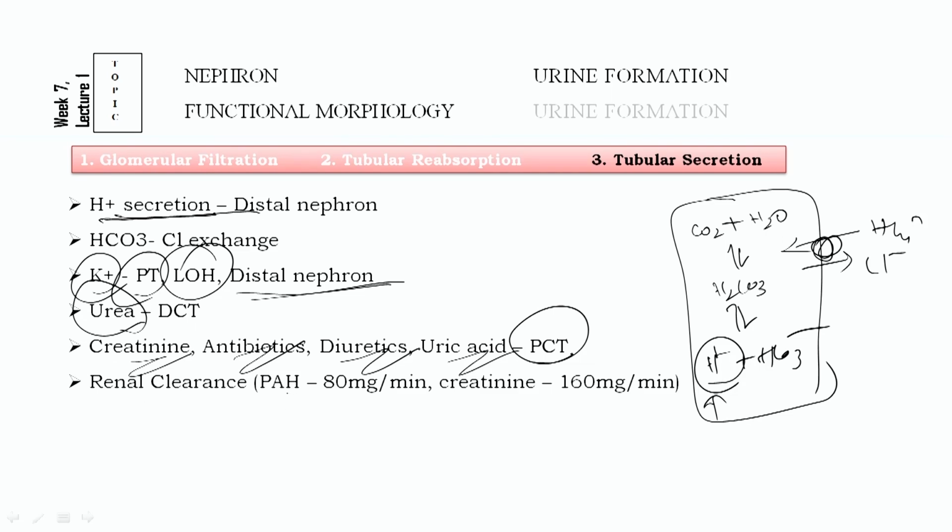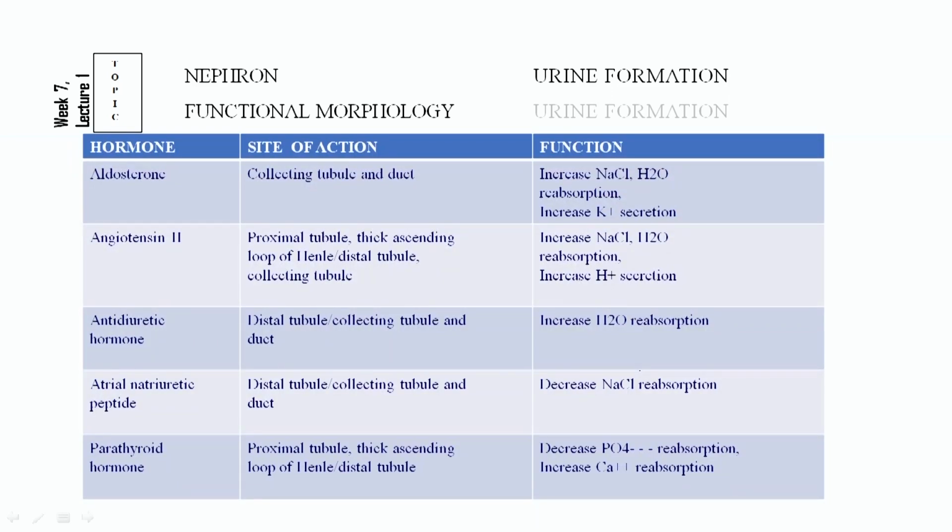And coming to the renal clearance again, I told you for para-aminohippuric acid, the renal clearance limit is 80 mg per minute, whereas for creatinine it is around 160 mg per minute. Now the hormones which have an influence in the urine formation, that we'll see.